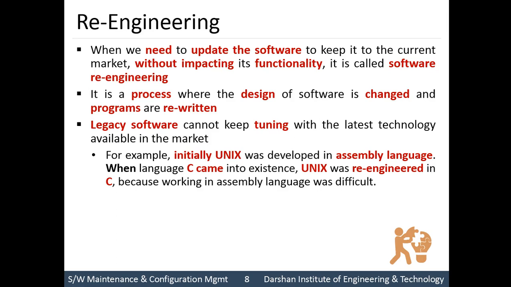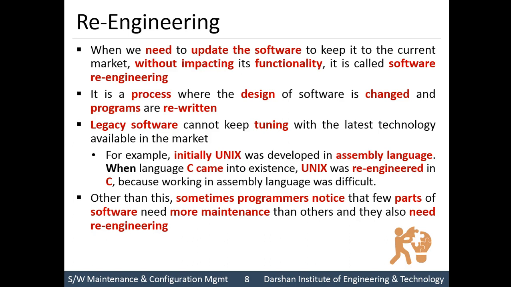Initially, Unix was developed in assembly language, but when the language C came into existence, Unix was re-engineered in C, because working in assembly language was very difficult. So that is an example where the entire Unix was re-engineered from assembly language to the language C.